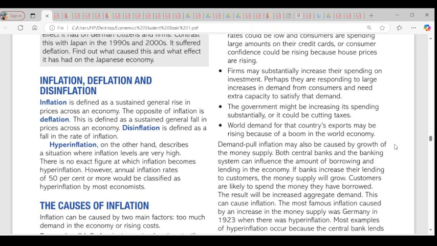Two, firms may increase their spending on investment. Firms do buy too, not only consumers. Firms also invest. They buy components, they buy raw materials to become finished goods. So firms may increase their spending on investment. This may be as a result of responding to high demand of consumers, increasing the capacity of operations. Because it's demand-pull inflation, firms must respond to that increasing demand. They must try to increase their capacity so that they can meet up with the needs of consumers.